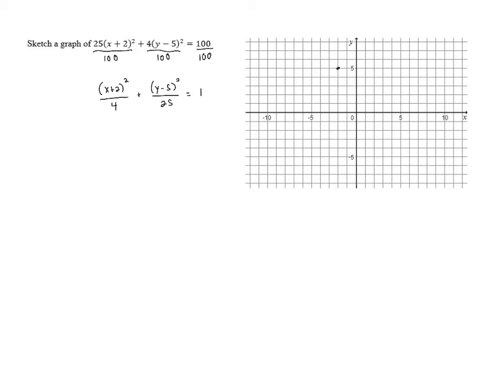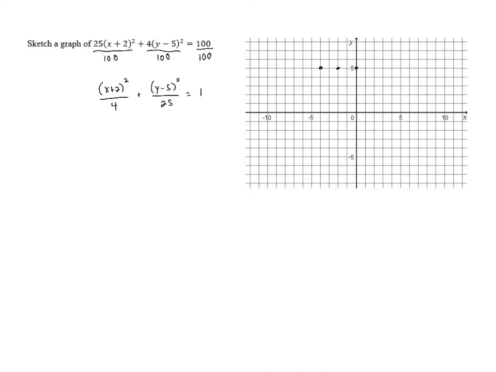Now, if we look at the x squared term, the denominator's 4. So that means we're going to be going to the right and to the left 2 units from the center, because 2 is the square root of 4. And then with the y squared term, our denominator is 25. The square root of that is 5, so we're going to be moving up 5 units.